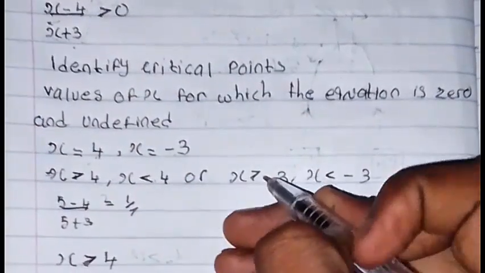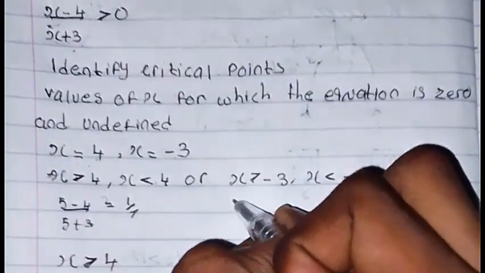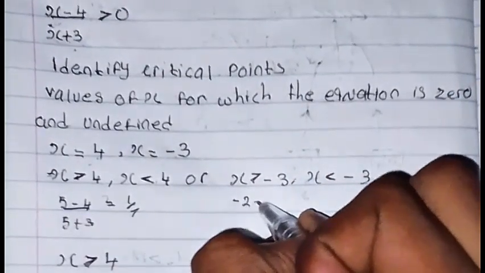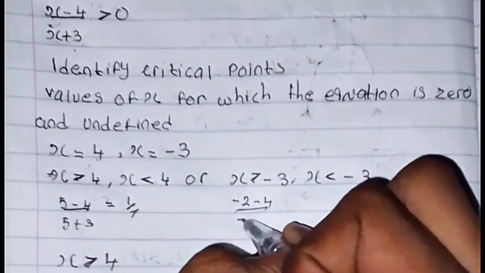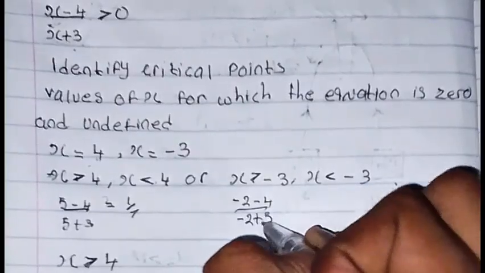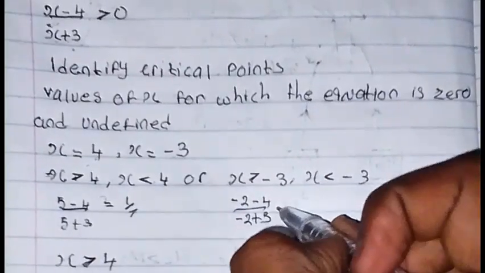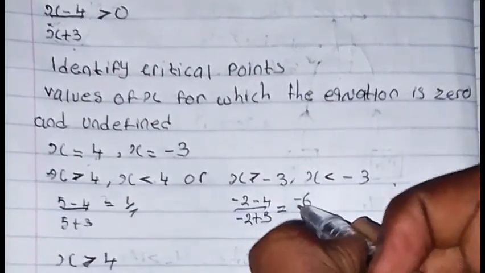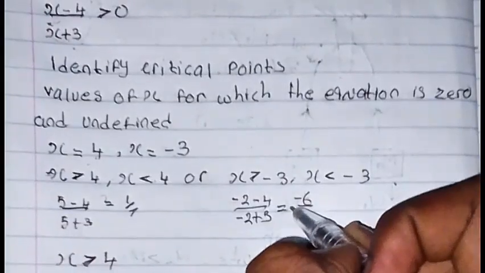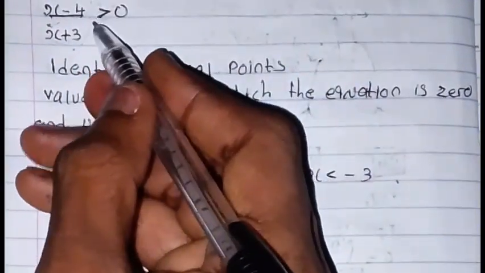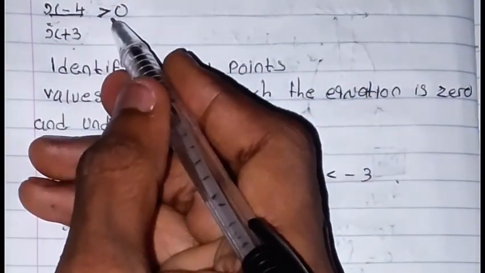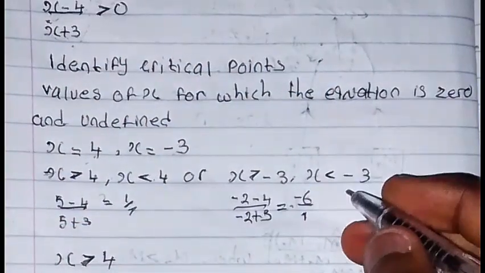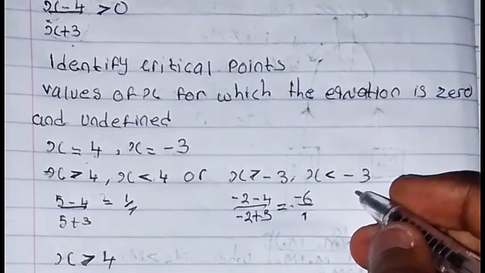Let's try x greater than minus 3. If the value is greater than minus 3, we have minus 2 minus 4 over minus 2 plus 3, right? If you observe, minus 2 minus 4 is equal to minus 6, and minus 2 plus 3 is 1. This is negative. We're looking for values for which the expression is greater than 0, positive. So x greater than minus 3 cannot be one of our answers.